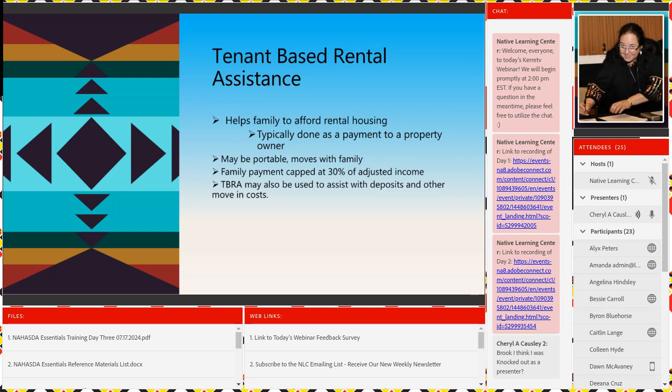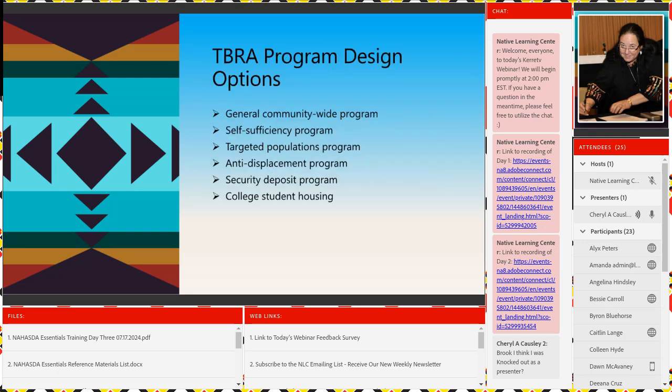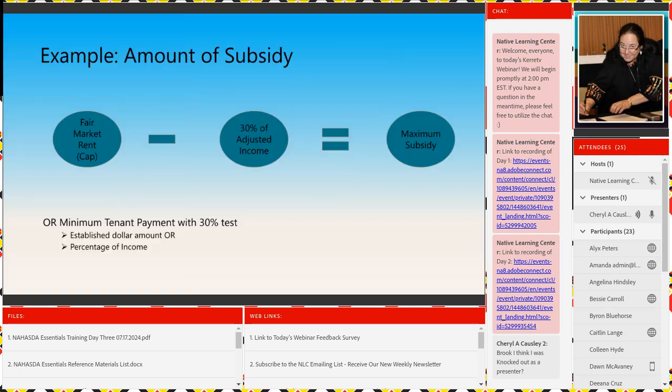Typically done as a payment to a property owner. Could be portable, move with the family. Family's payment is capped at, again, 30% of that adjusted income. TBRA can also be used to assist with deposit, other move-in cost, help with college students. Your program design options, generally it's a community-wide program, a self-sufficiency program, targeted. You can do targeted populations, like your college students, anti-displacement, security deposit program, if that's what you decide you need, or like I said, just plain old college student housing.